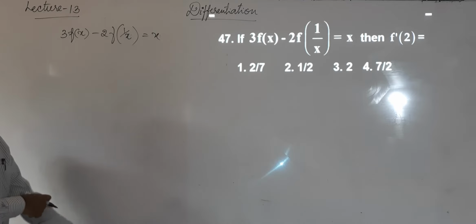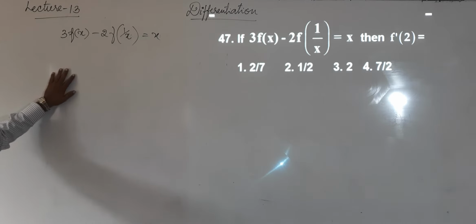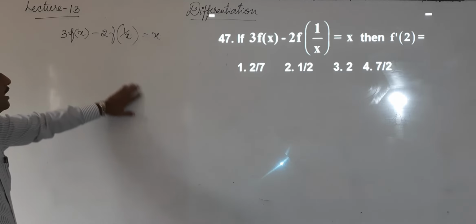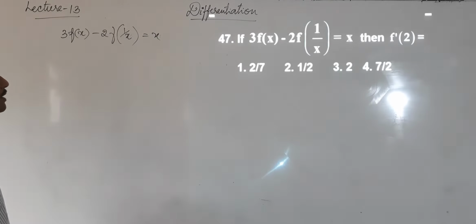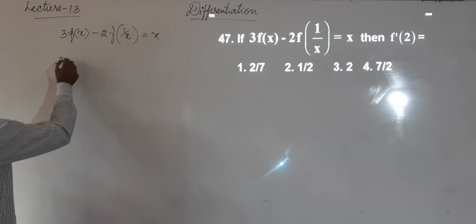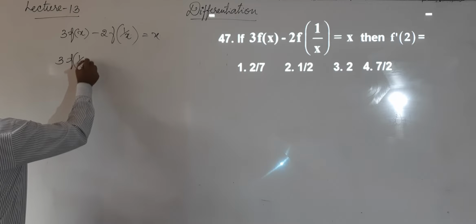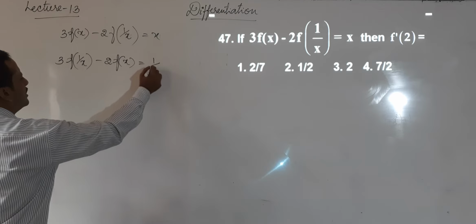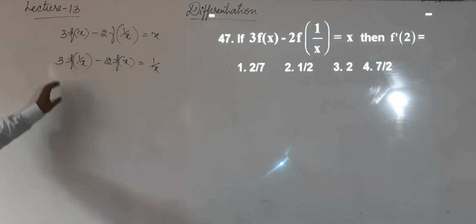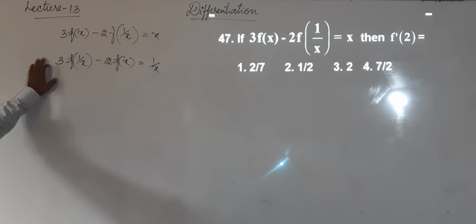Before finding what is f dash of 2, we must know what is f of x. If I know what is f of x, then I can find out f dash of x and then f dash of 2. Here I will change x to 1 by x. Changing x to 1 by x in this equation, we get 3 into f of 1 by x minus 2 f of x is equal to 1 by x. So 3 f of 1 by x minus 2 f of x is equal to 1 by x.